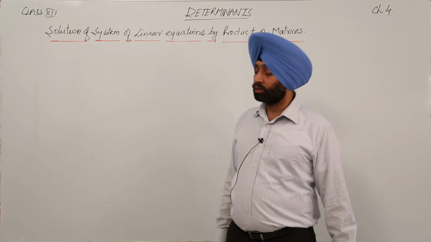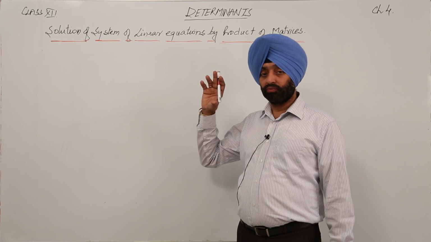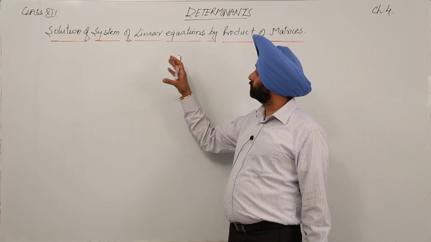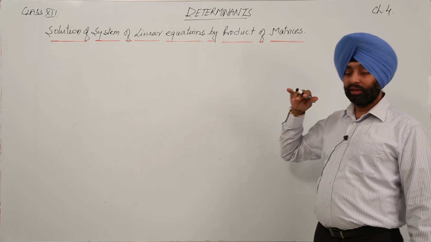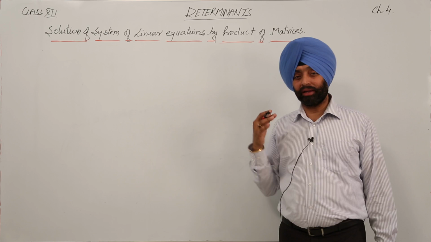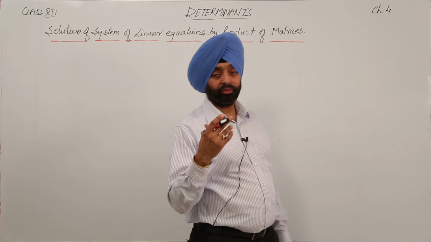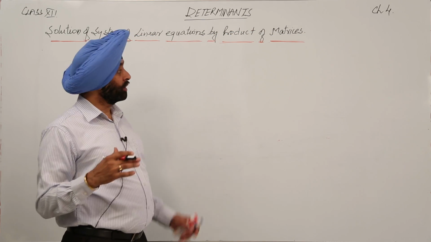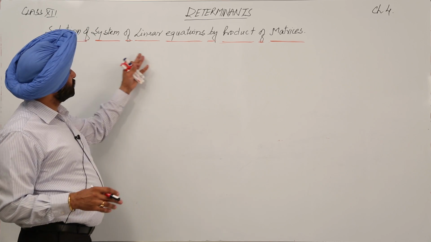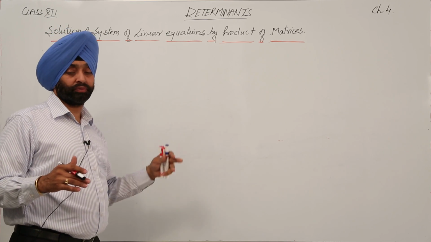Now we have already done one type of question, that was the solution of a system of linear equations by the inverse of a matrix. It was by matrices and we have done it by the inverse part. Now we have the solution of a system of linear equations by the product of two matrices.